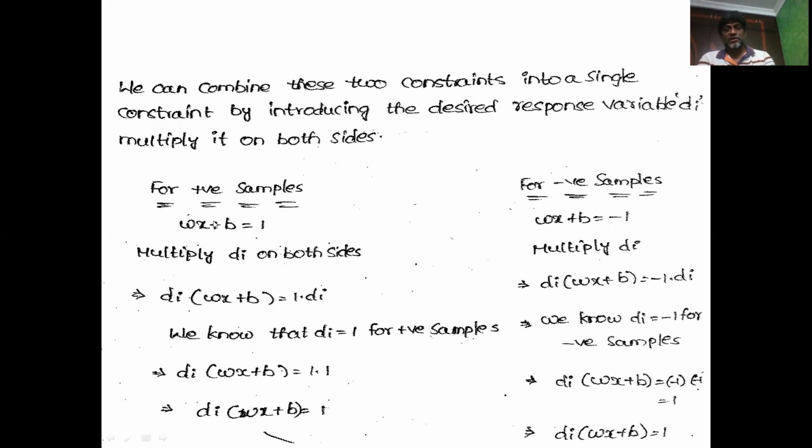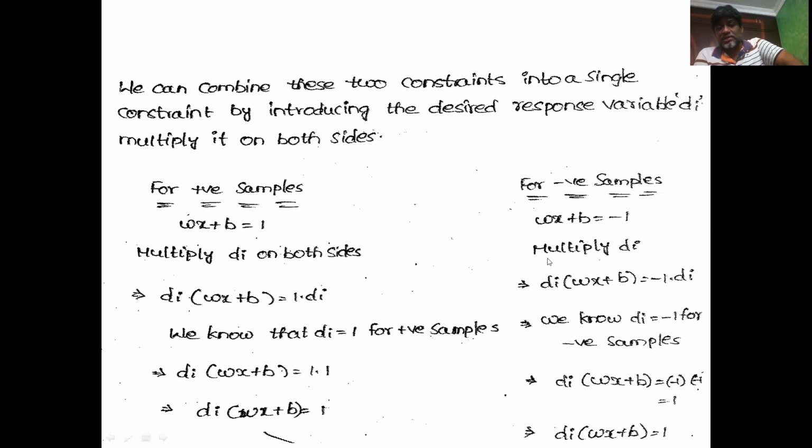For positive samples, we know that it is wx + b = 1. For negative samples, it is wx + b = -1. Now multiply di on both sides. So what we get is di(wx + b) = 1 into di, where di is the desired response. The desired response for positive samples is 1, therefore substitute 1 on the right hand side. 1 into 1, di(wx + b) becomes 1 now. So this formula is di(wx + b) = 1.